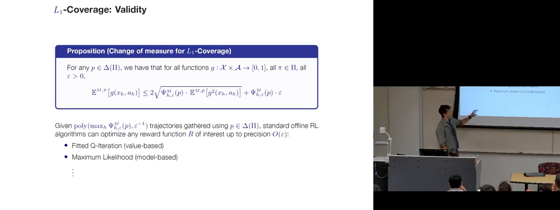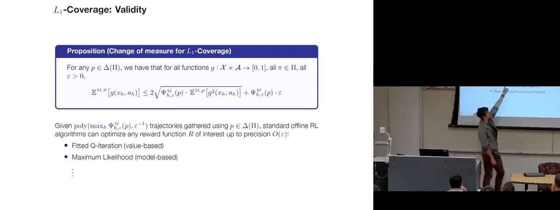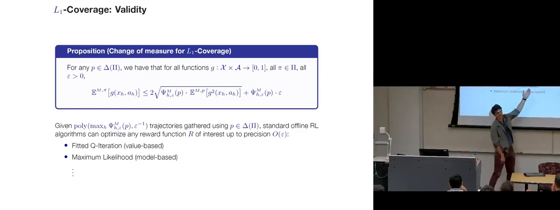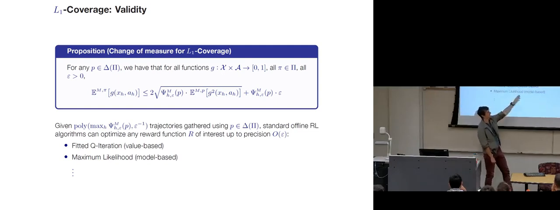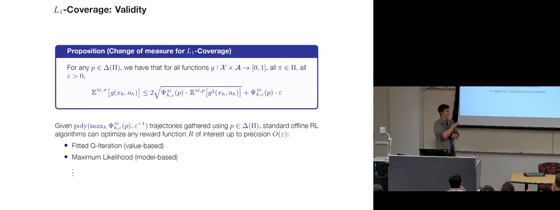This is just showing that if I collect data from the policy mixture P, I can optimize any downstream reward function up to the coefficient determined by L1 coverage, and then some small epsilon approximation parameter. So this implies, again, that if you just collect data from P, you can optimize any downstream reward function scaling with these two parameters. So this is only interesting if this value is actually small in given MDPs.